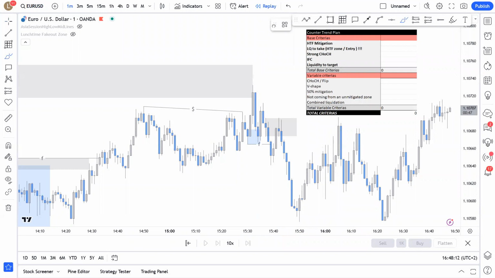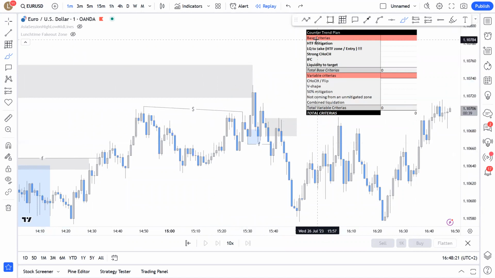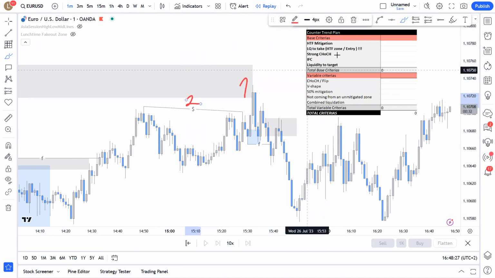So, okay, let's just count this as a counter trend trade, because basically, as I said, if we counted this as a pro trend, then we can count this as a pro trend too. We have to count this as a counter trend. So first counter trend criteria is the higher time frame mitigation. Of course, it was tick. Second, liquidity to take for the higher time frame zone or for the entry zone, it was tickable too.